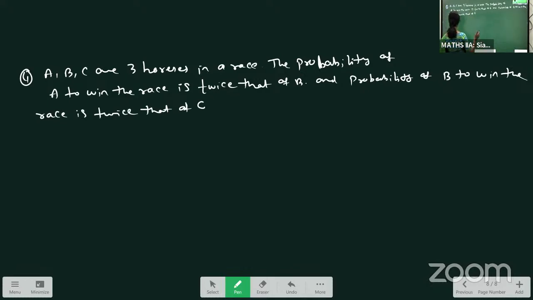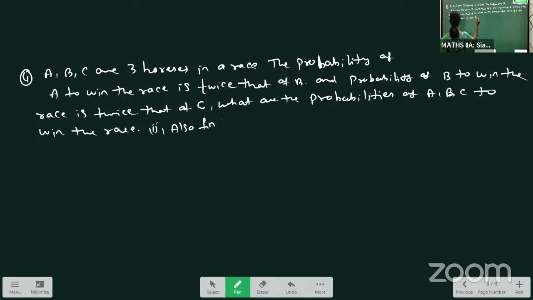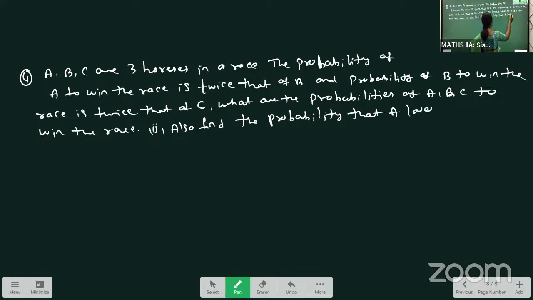What are the probabilities of A, B, C to win the race? There is one more bit. Also find the probability that A loses the game.